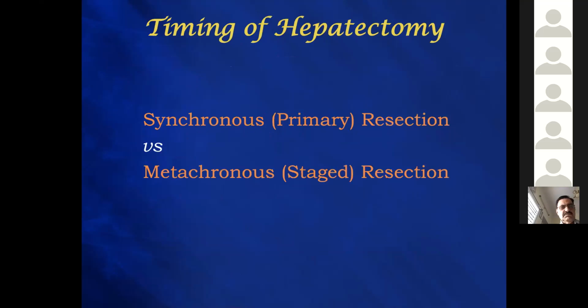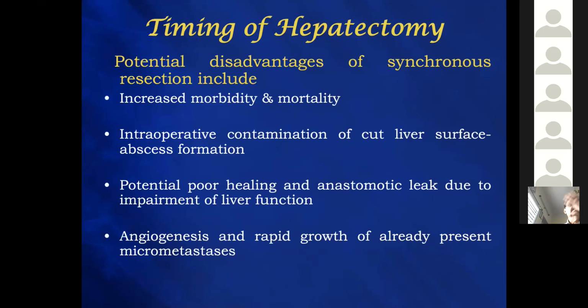So synchronous primary resection means resection along with the primary tumor, versus stage resection, which means you resect the primary tumor and do liver resection later on. Or you do liver resection sometimes first, and then if the primary is inoperable, you consider systemic therapy or radiation to that area, chemoradiation, and then resect the primary tumor. Those options can be looked at.